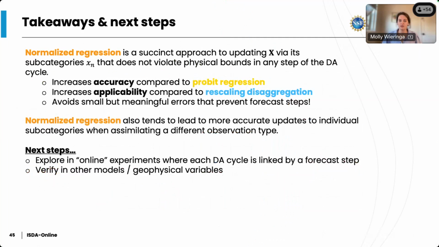So to summarize, we've tested a new normalized regression approach that succeeds in updating categorized state variables without violating physical bounds in any step of the DA cycle. And we find that it increases accuracy and applicability compared to existing methods.